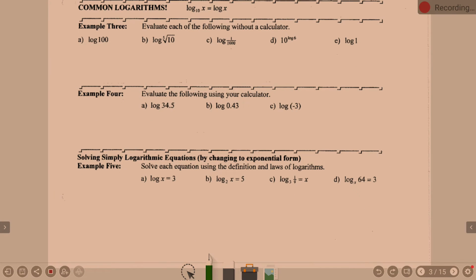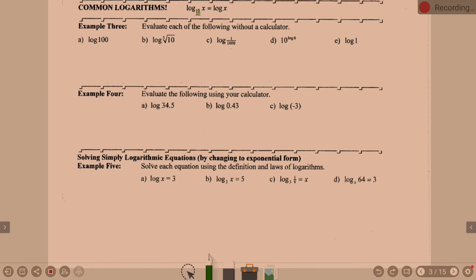Common logarithms. You notice all the logs we just did had the base listed. A common logarithm is when the base isn't listed, we assume it's 10. So if you see log x, the invisible base is 10. Like when no power is listed, we know it's an invisible 1. Here, when no base is listed, it's log base 10. That's what your calculator works in. Anytime you see a log button on a calculator, it works in log base 10.